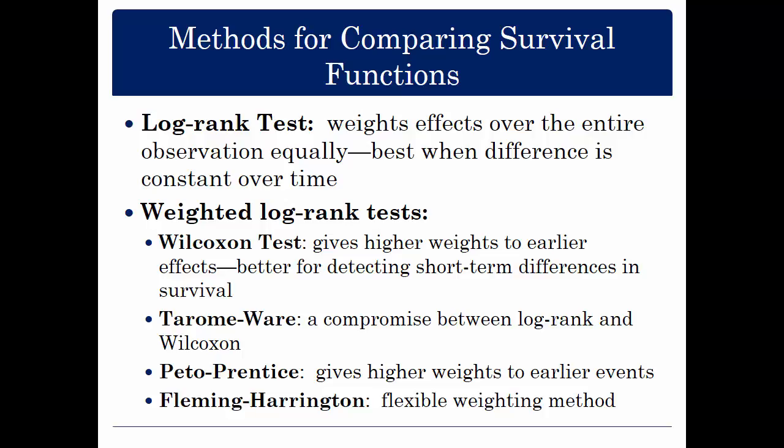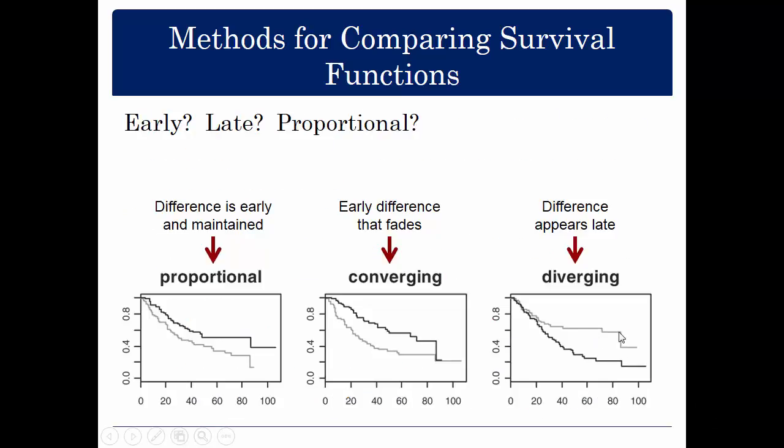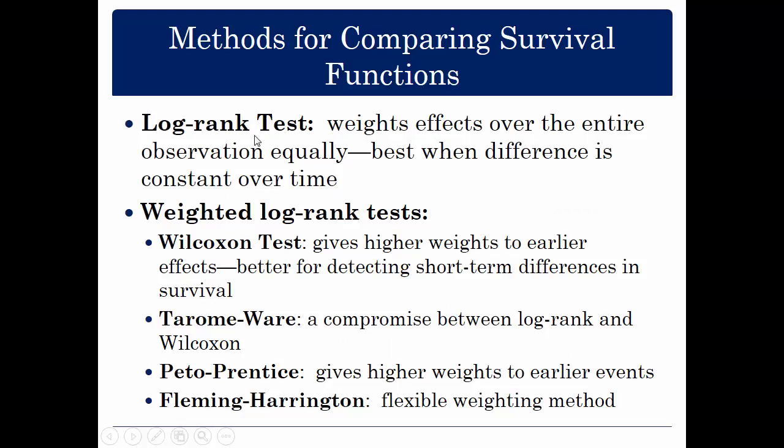Log rank tests are the way that we compare survival between groups. Log rank tests are really good when you have a constant treatment effect. In other words, your treatment effect is not changing over time, where you don't have diverging curves or converging curves or curves that cross, which can often happen as well. If that's the case, the log rank test will be underpowered to find those differences.